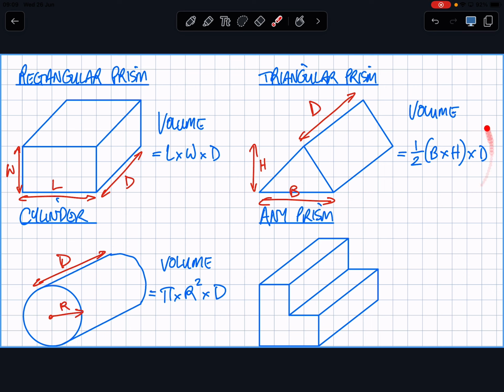Let's have a look at the triangular prism one. If I know how long the base of the triangle is, and I know how tall it is, remembering that the base and height have to be perpendicular to each other, and I know how deep that is, the volume is half base times height times the depth. I'm going to put a little bracket here.